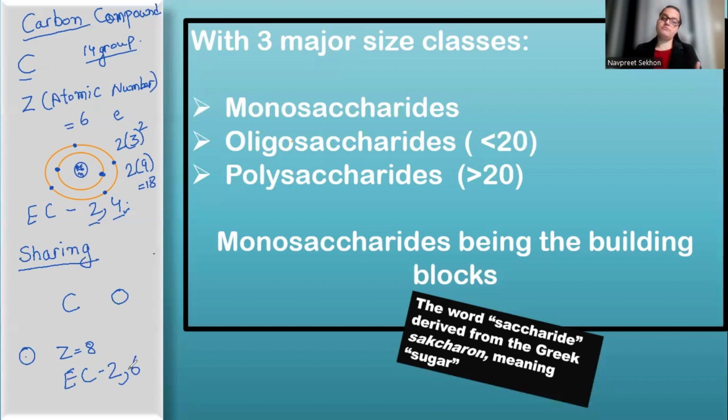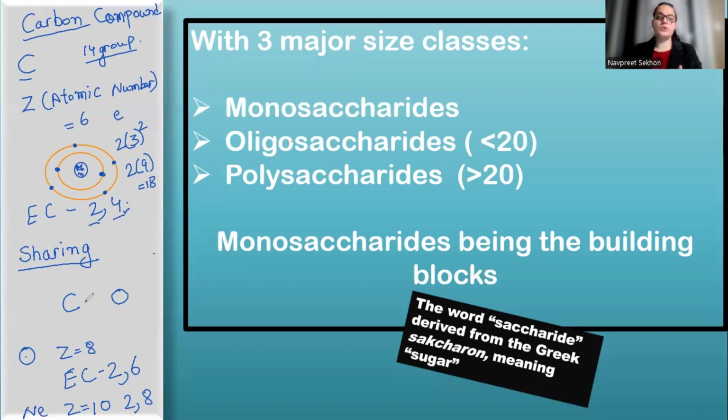The nearest noble gas is again neon for both of them, with atomic number 10 and electronic configuration 2,8. So oxygen also wants to become 2,8. Carbon also wants to become 2,8. Both of them want to have the electronic configuration of neon.